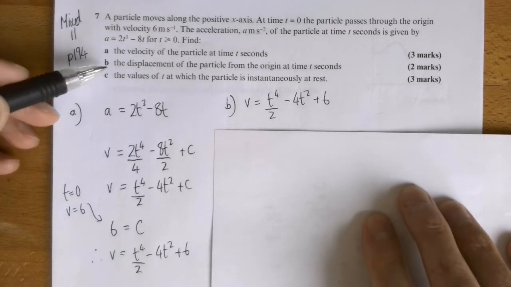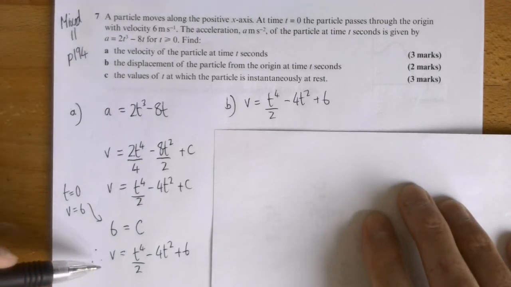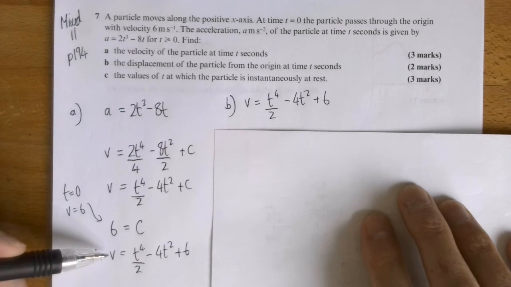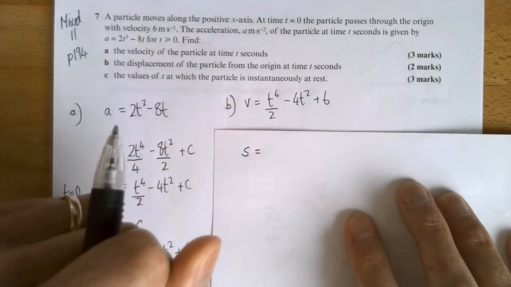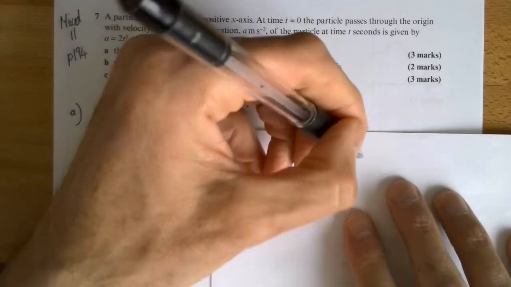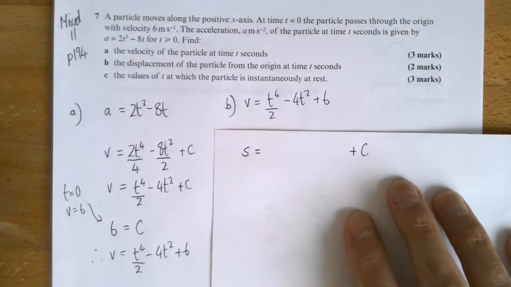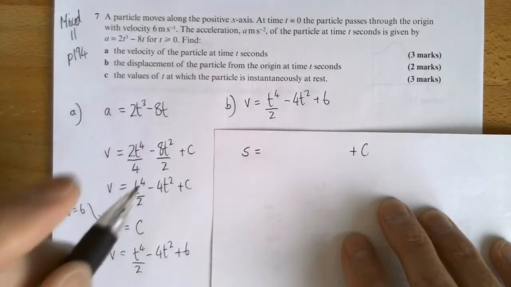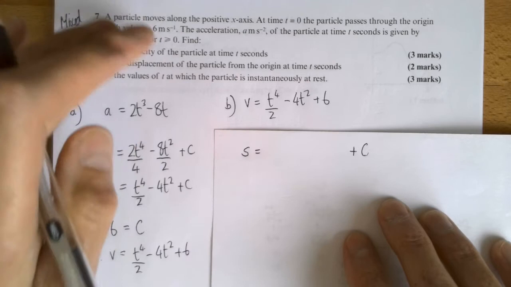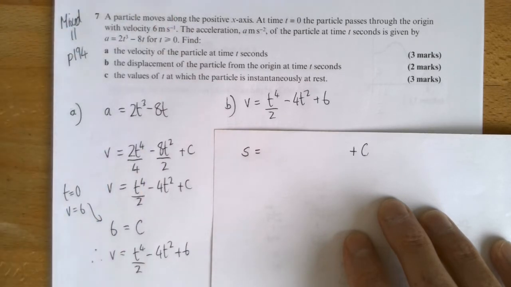So in part B, we want to know about the displacement. We've worked out a formula for velocity, so we know that to get distance travelled, we integrate it. It's not the velocity between 2 points, so I know I'm going to get a plus c in there when I integrate this. And we've got to try and work out if we've got any information up here which will help us work out the value of c. Have a go.